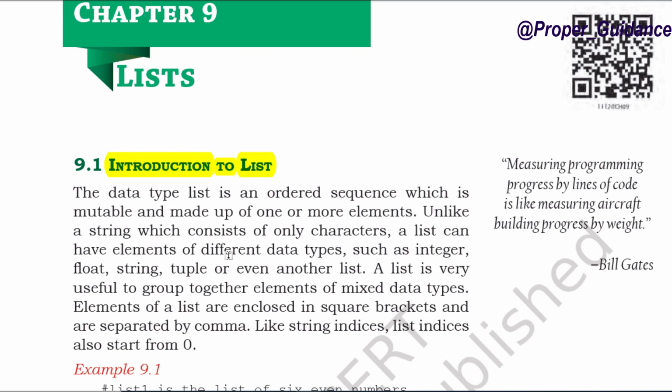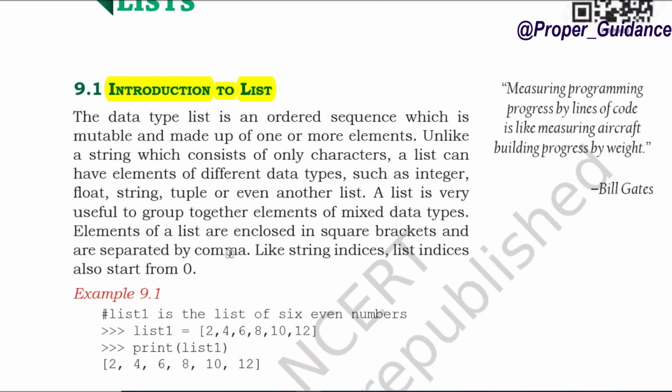Introduction to list. What is this? The data type list is an ordered sequence which is mutable and made up of one or more elements. Unlike a string which consists of only characters, a list can have elements of different data types such as integer, float, string, tuple, or even another list. A list is very useful to group together elements of mixed data types. Elements of a list are enclosed in square brackets and separated by comma.